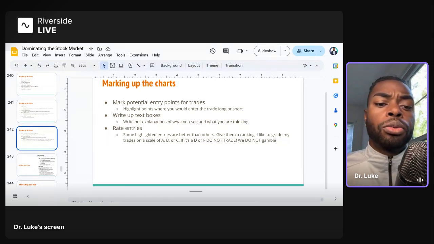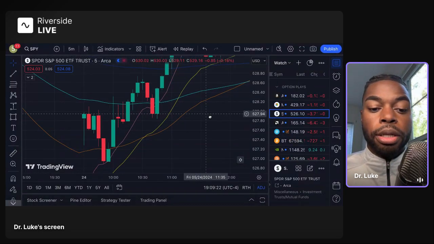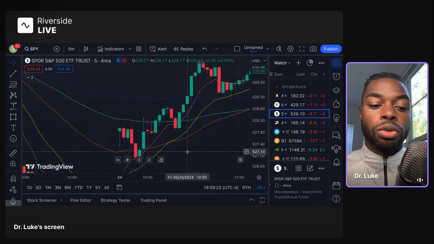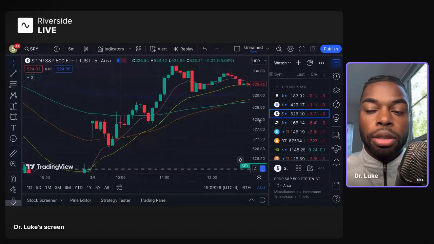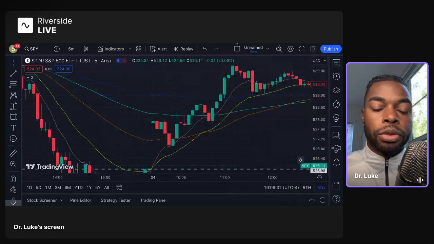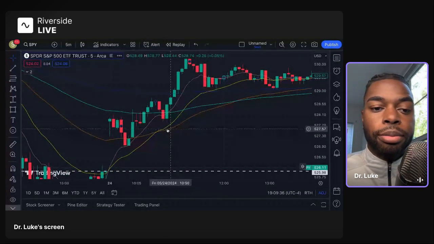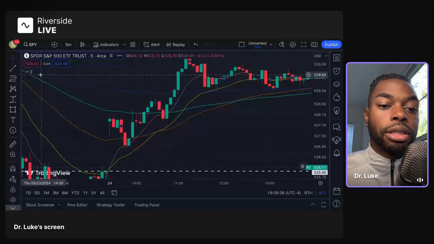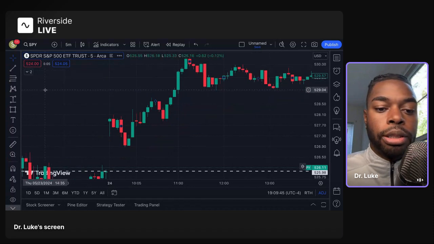So I'm going to show real quickly what that would look like. On this tab here, I'm going to mark up SPY from 5/24/2024. I think this is a really good example. This day was a really good day. So we have some lines here. These are just my exponential moving averages as well as VWAP. I'm going to hide those for a second, and we're just going to get started.